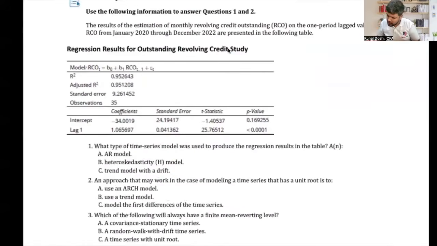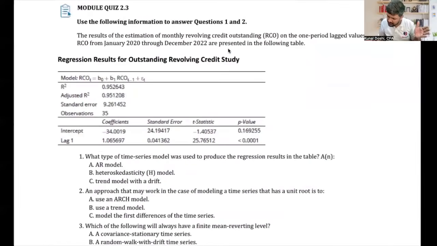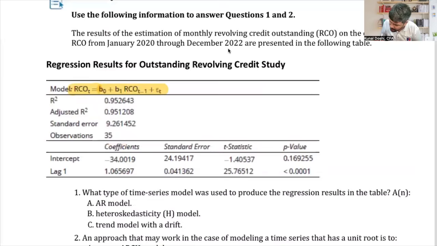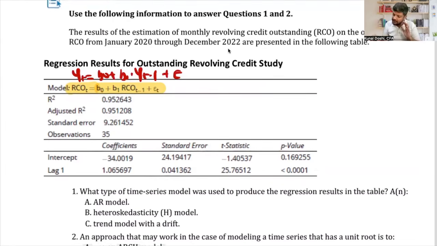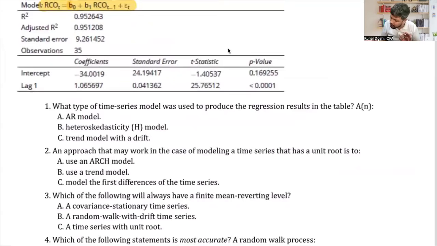Okay. So this is what the model is. This is the information that they've given us. RCO t equals b0 plus b1 RCO t minus 1. Again, the same thing. If I say this is Y, this is equal to b0 plus b1 of Y t minus 1, plus the error. It's the same thing. So this is my AR model only. So if they ask what type of time series model was used to produce the regression in the table, well, this is an AR model only.